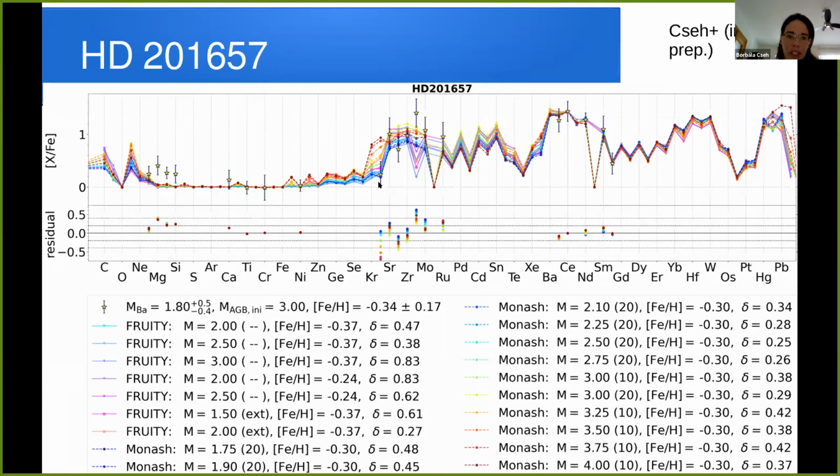And in this case, we can see that rubidium, within the error bar, is closer to the 2.5, maybe 3 solar mass region of AGB masses, which is in agreement with the AGB mass derived by Jorissen and collaborators. So in this case, we are in very good agreement for the whole abundance pattern of the s-process elements.